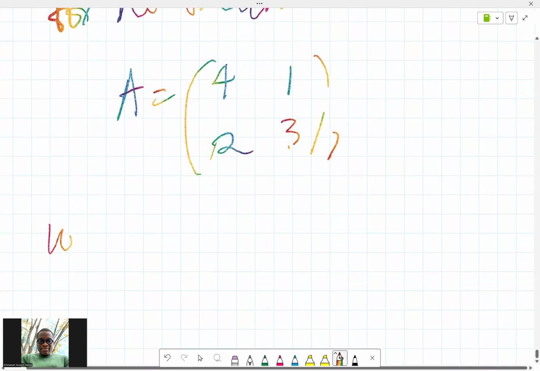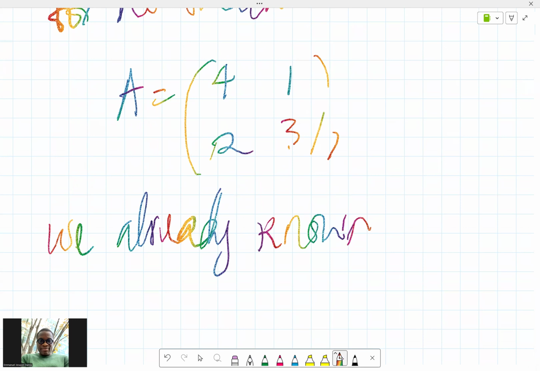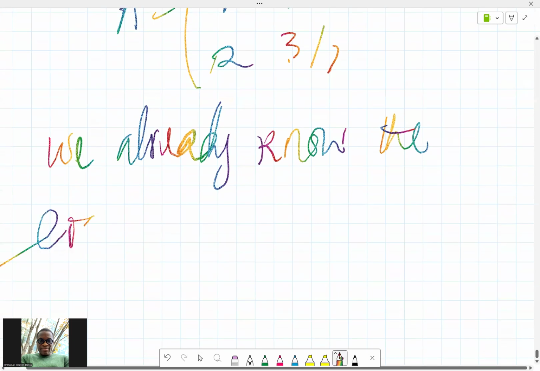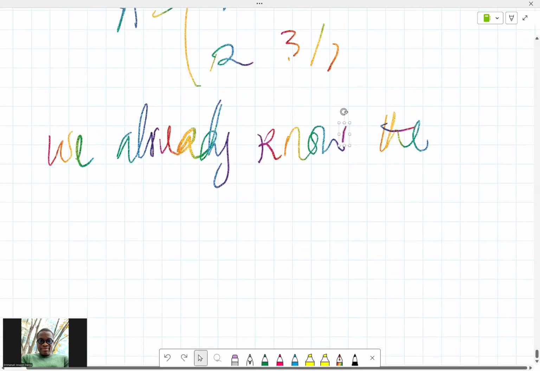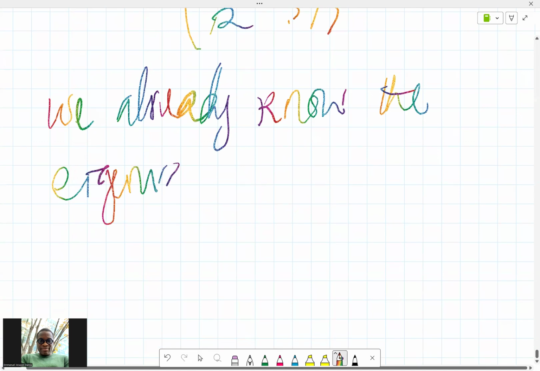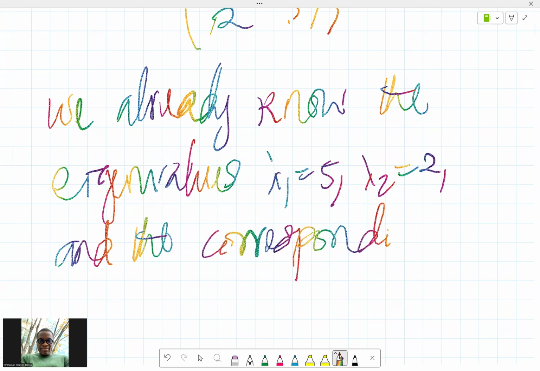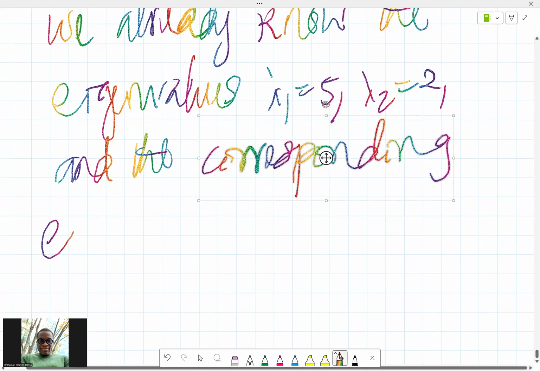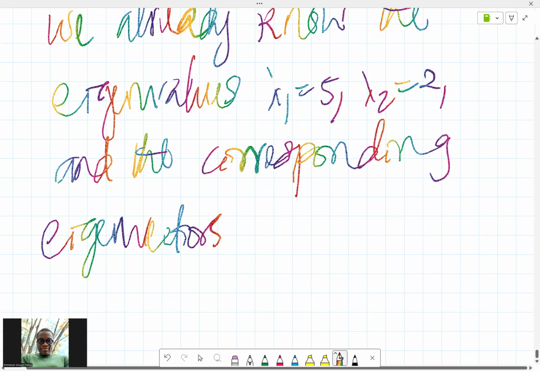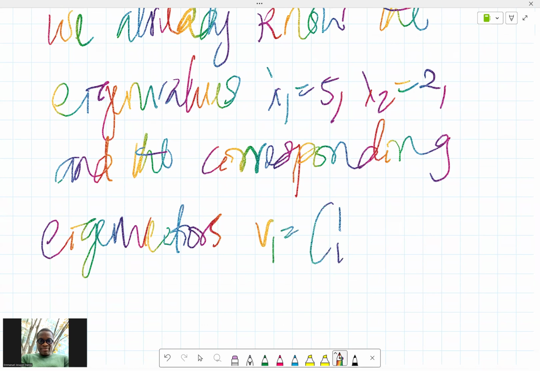Okay, we already know the eigenvalues. Lambda 1 equals 5, lambda 2 equals 2, and the corresponding eigenvectors: that's V1 equals (1, 1), and V2 equals (1, minus 2).